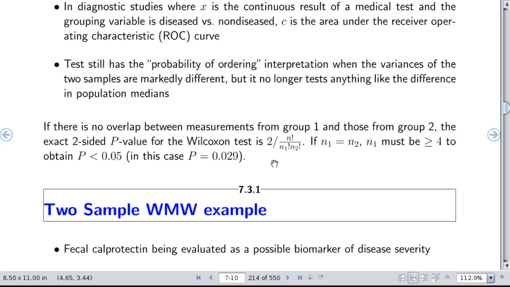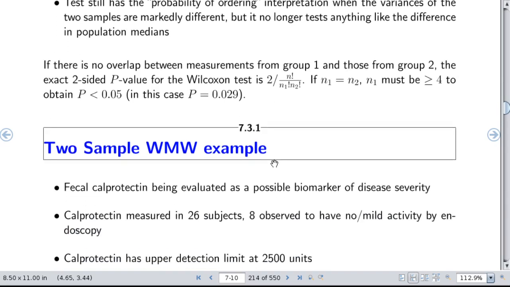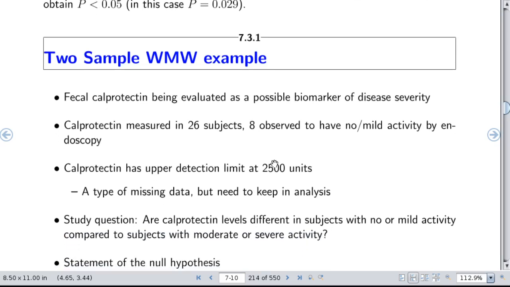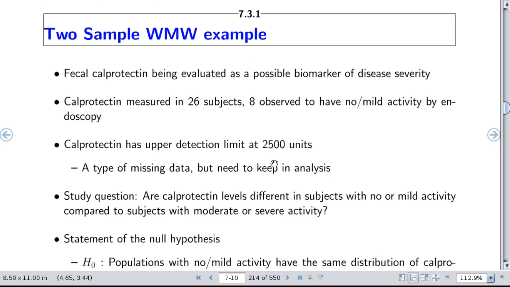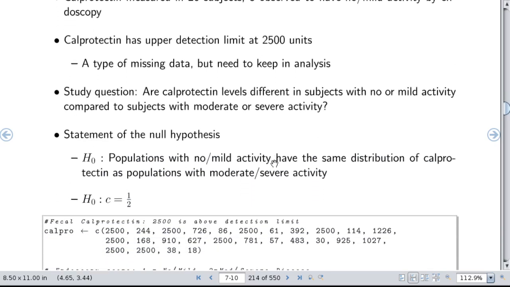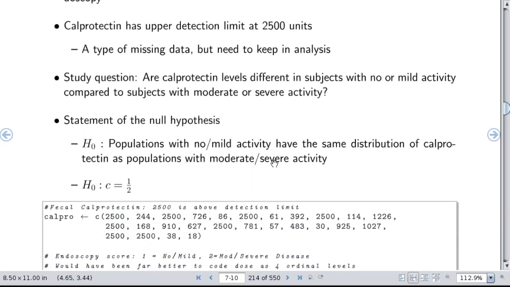So let's go through an example of the Wilcoxon-Mann-Whitney test with fecal calprotectin data, a possible biomarker of disease severity, and it's measured in 26 subjects. 8 were observed to have no or mild activity by endoscopy, and the calprotectin has an upper detection limit of 2,500 units. So we have some incomplete data. It's not really missing data, but it's truncated data or censored data. But we need to keep those values in the analysis. And the Wilcoxon test gives you a good way to do that.